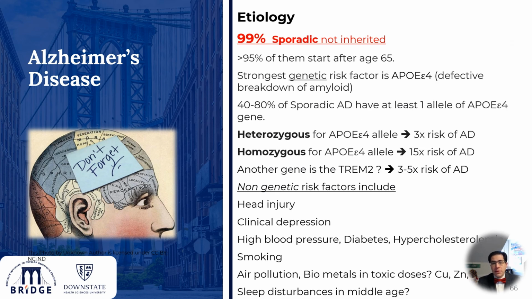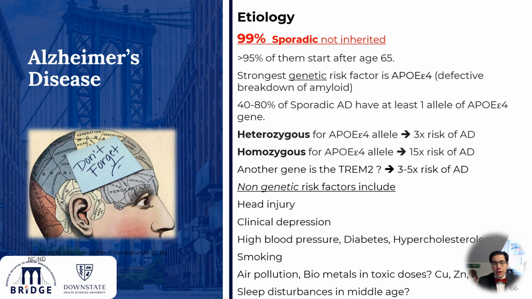The other type of Alzheimer's disease is the late onset Alzheimer's disease, which is mostly sporadic, not inherited. It starts after the age of 65, and the strongest genetic risk factor is having the ApoE4 defective allele. We have different types of ApoE alleles, ranging from 1, 2, 3, and 4, and the ApoE gene is responsible for encoding a protein that should remove toxic amyloid from the brain. It has been discovered that the ApoE4 allele encodes a defective protein, causing a much faster accumulation of toxic amyloid in the brain, which we believe so far is the main culprit causing Alzheimer's disease pathology.